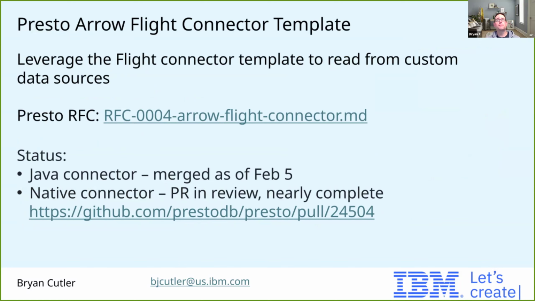The main goal of the Arrow Flight Connector in Presto is to provide a base template for Presto users so they can implement their own custom flight connector to connect to different data sources. This goes back to a Presto RFC, the 004 in the link there. You can take a look. It has a lot of good details about the design and use cases.